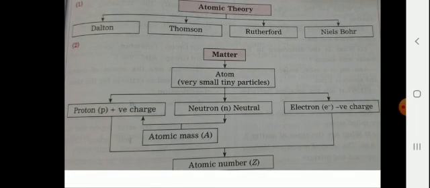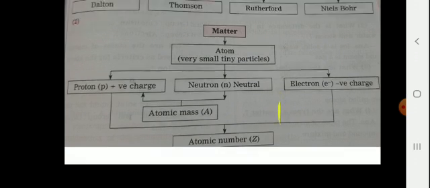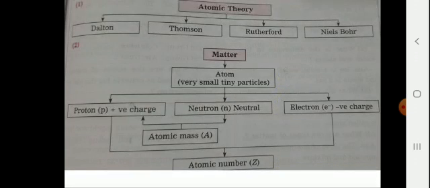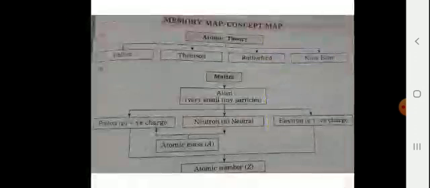Atomic mass number is the sum of number of protons and neutrons in the nucleus of an atom. Then atomic number is the number of protons in an atom. Atomic number is denoted by the letter Z. Atomic number determines the electronic configuration.